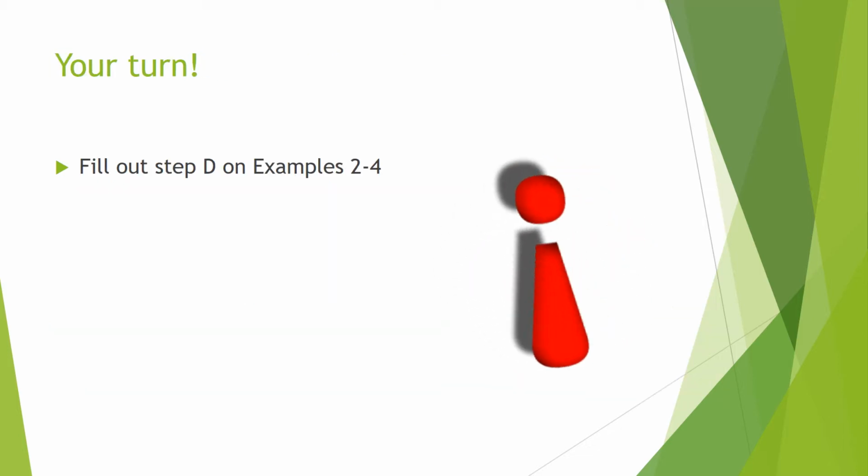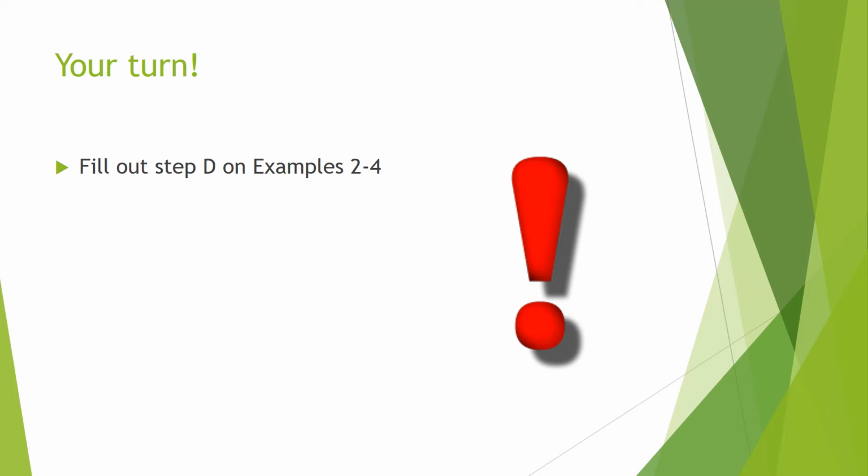Alright, now it is your turn. Fill out step D on examples 2 through 4 by filling out your Punnett squares. You already have the parent genotypes written in, so you should be able to just fill out that Punnett square with those by using the method we used before. So be sure to pause your slideshow so you have plenty of time to work. This is probably one of the longest steps so far that we've done. And then come back to the presentation when you're ready to move on to the next step.